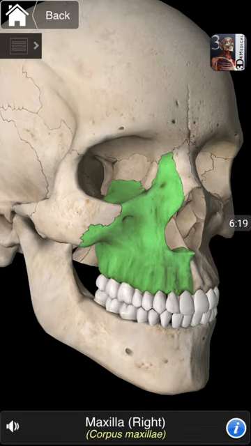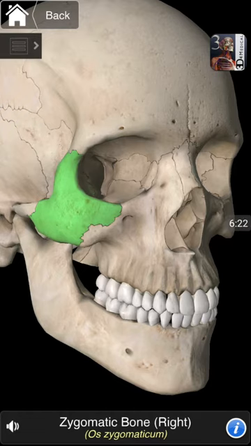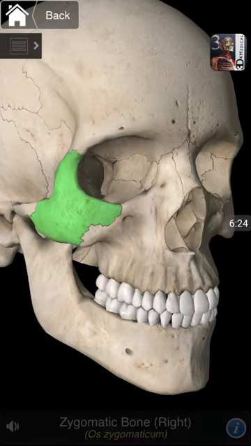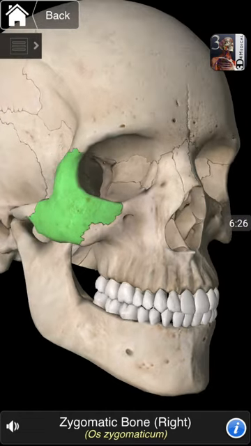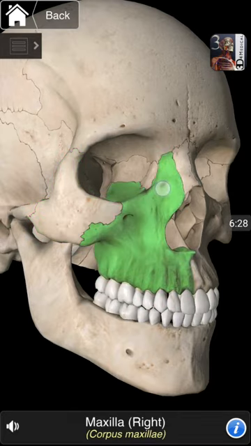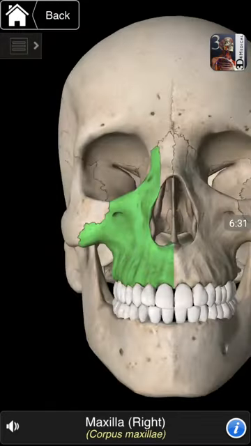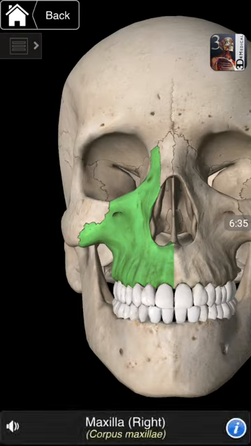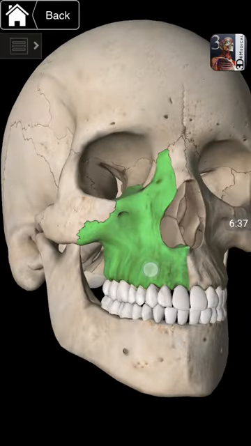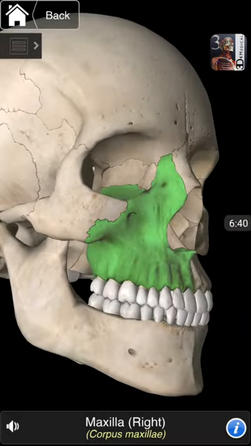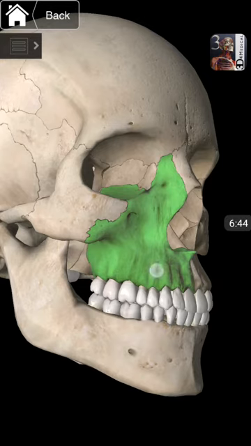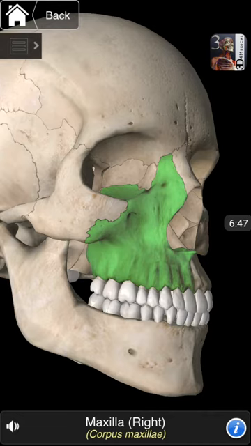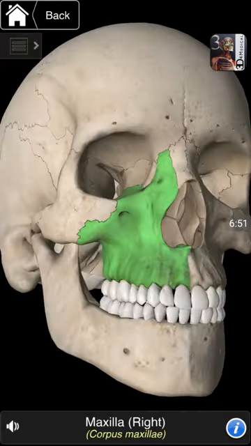Why zygomatic process? Because it is making a suture with the zygoma. So here you can see again the frontal process of the maxilla, the zygomatic process of the maxilla, and this is the alveolar process. Why is it called the alveolar process? Because this part of the maxilla actually has sockets for the teeth of the upper jaw.